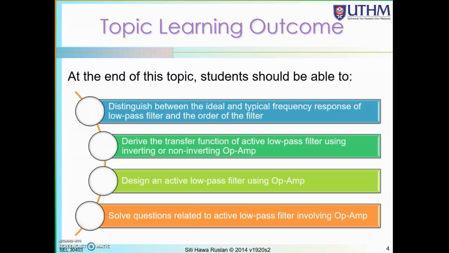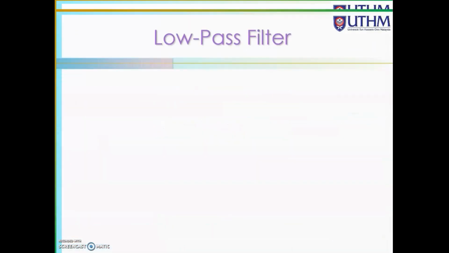Hopefully at the end of this topic, students should be able to distinguish between the ideal and typical frequency response of a low pass filter and the order of the filter. You will look into first order and second order low pass filters. Then you should be able to derive the transfer function for the active low pass filter using inverting and non-inverting op-amp, and design an active low pass filter using op-amp. And lastly, solve questions related to active low pass filter involving op-amp.